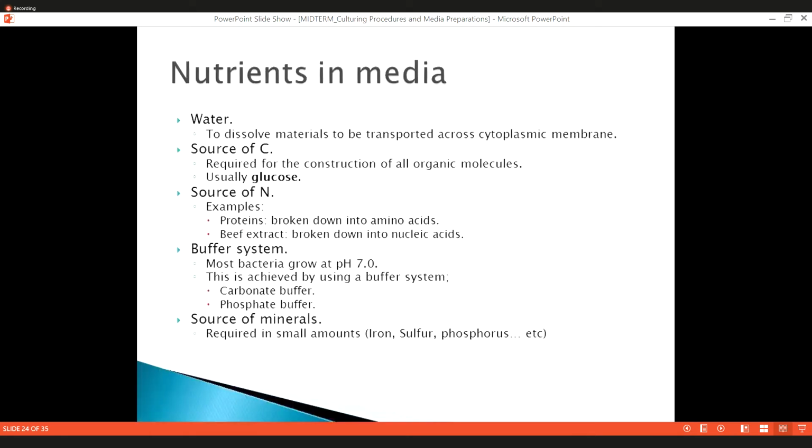So for the nutrients of our media, basically they have water. This is very important for our microorganisms in order for them to survive. If there is no water, they will die, especially since their cell, their cytoplasm, is considered to be a water-based environment. So the microorganism should not be dissipated. Then we also have carbon, nitrogen, buffer system, and other minerals necessary for their growth.